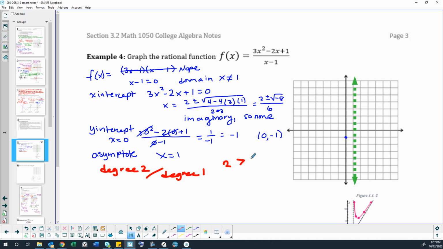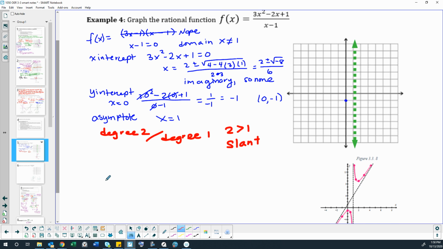which means that since 2 is greater than 1, we have a slant or a diagonal asymptote instead of a horizontal. Alright, let's look at that a little closer then by doing division.